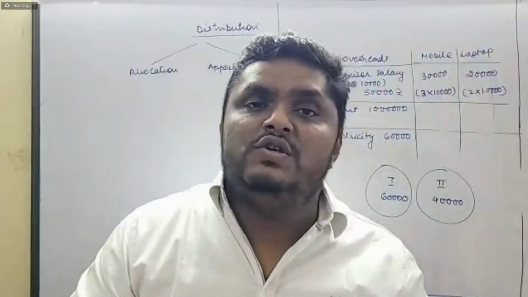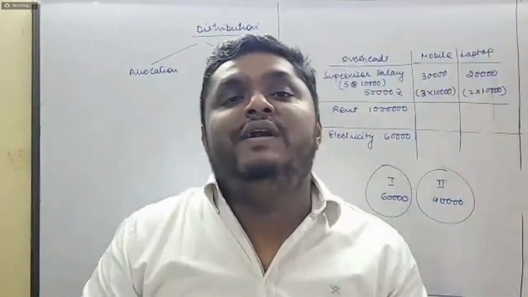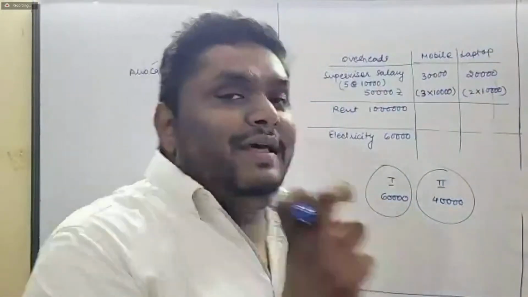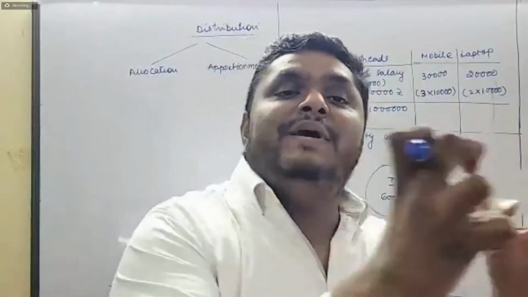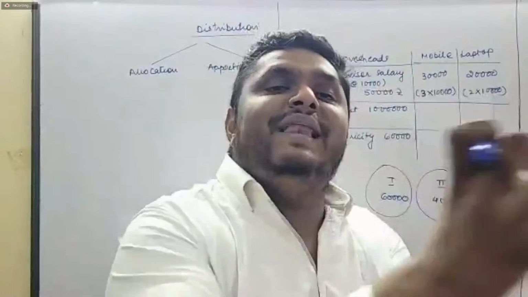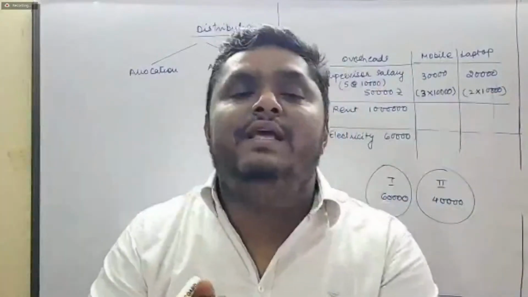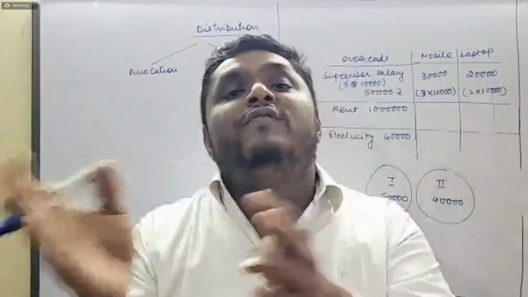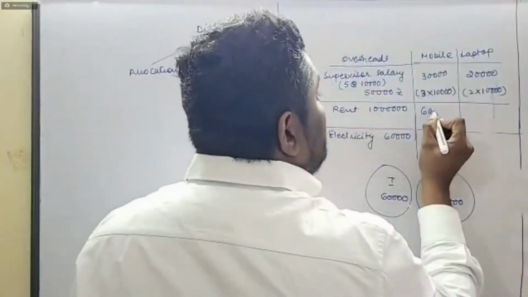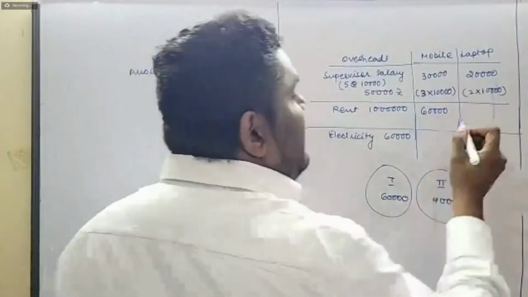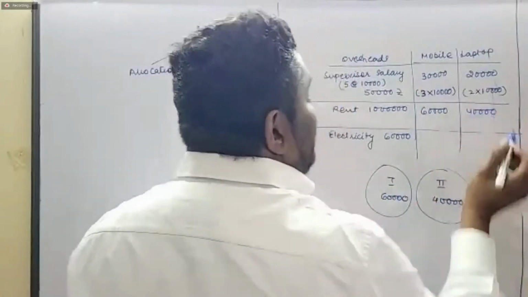In this case also, we can distribute this cost of rent directly. So herein, the information is provided in the question about which premise is used for which division. So in that case also, we can distribute the overheads directly. So out of this 1 lakh, 60,000 rent belongs to the mobile division and 40,000 rent belongs to the laptop division.